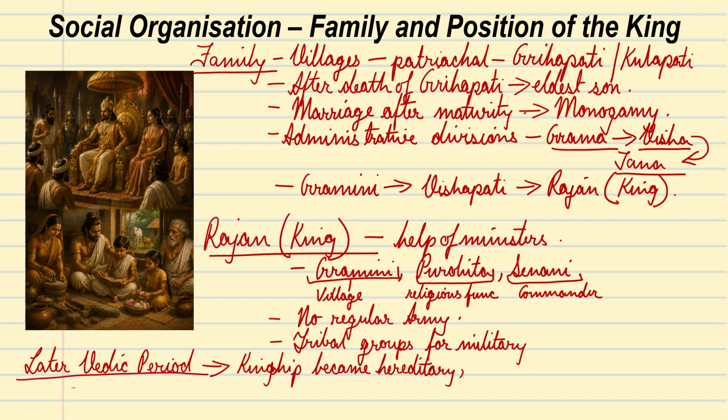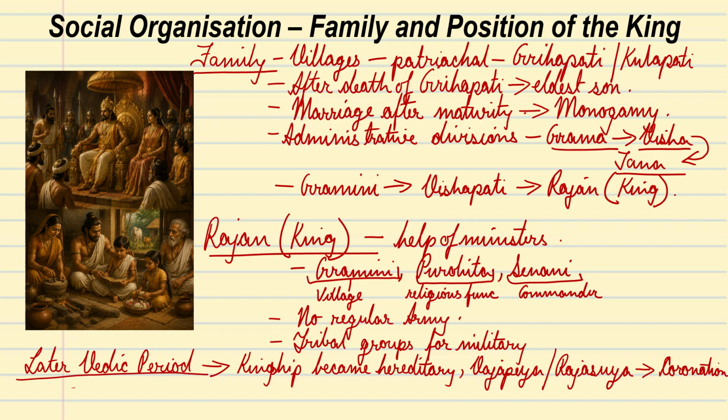Kingship became hereditary. Also, the king became associated with divine elements. There were rituals like Vajapeya, and also Rajasuya rituals. These rituals were based on the coronation system of the king. So these were coronation ceremonies for the kings.